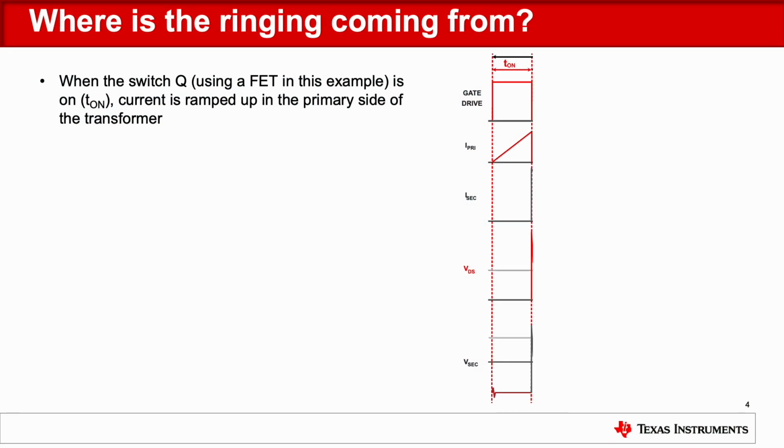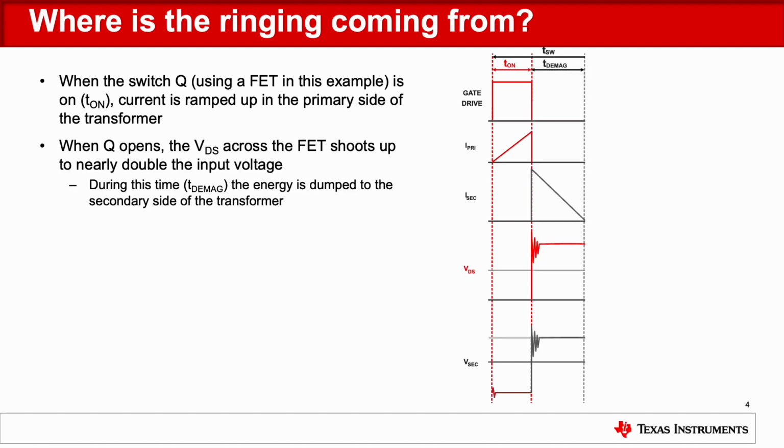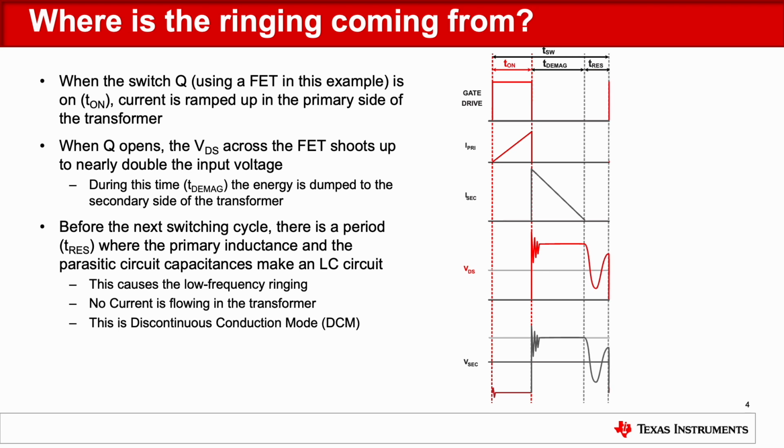So where's the ringing coming from in the first place? When the switching element Q, i.e. the FET in this example, is on, the current is ramped up in the primary side of the transformer. When the switch Q opens, the VDS across the FET shoots up to nearly double the input voltage. During this time, which is called the demagnetization time, this is when the energy is dumped to the secondary side of the transformer. Before the next switching cycle, there's a period, T-res, which is the rest period.